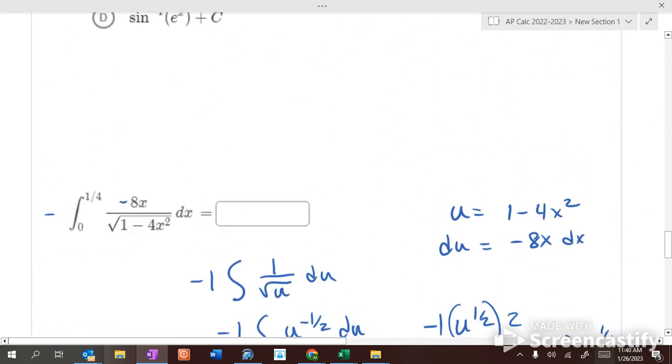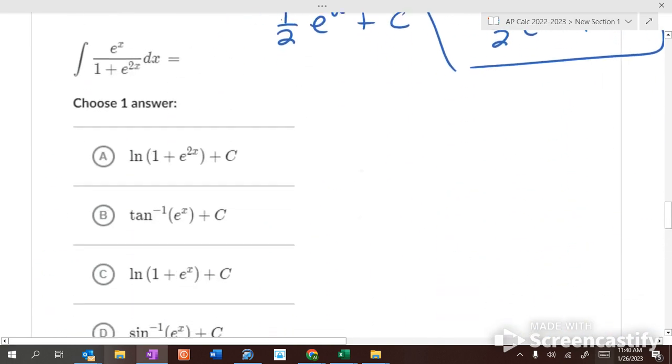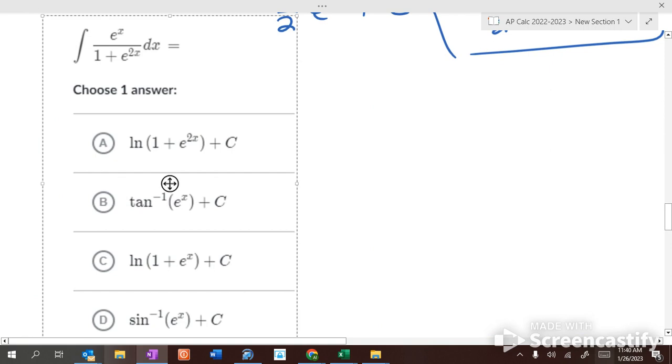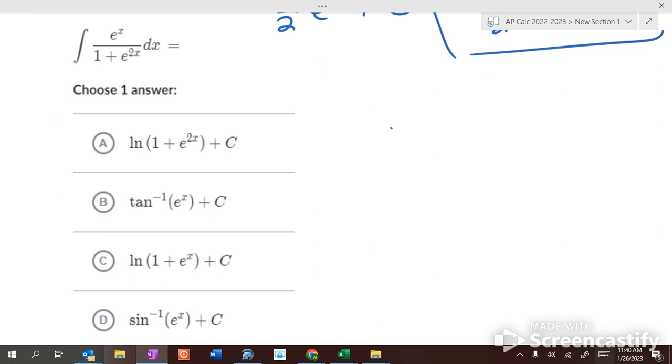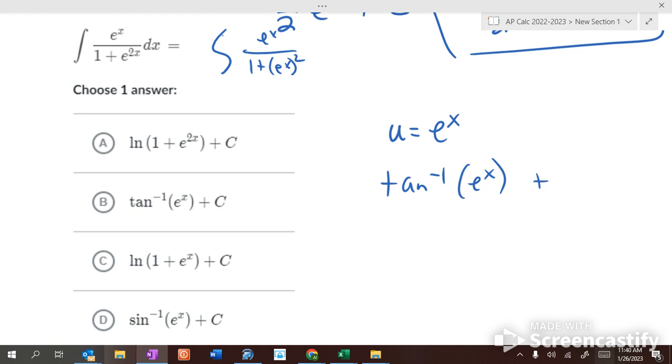Okay, let's go back up to this one. Yeah, it is B. You're right. Why is it B? Because that's a tangent. We rewrite this as the integral of e to the x over 1 plus e to the x squared. So u equals e to the x. So it's the inverse tangent of e to the x plus c.